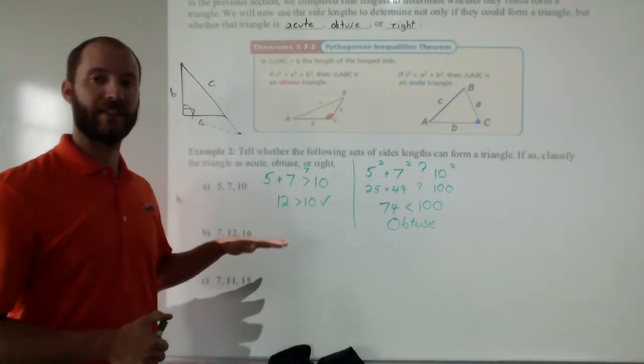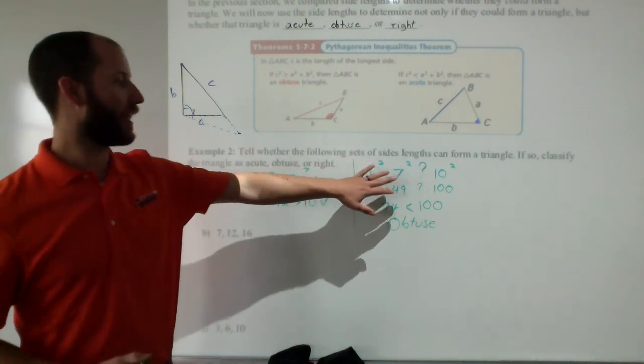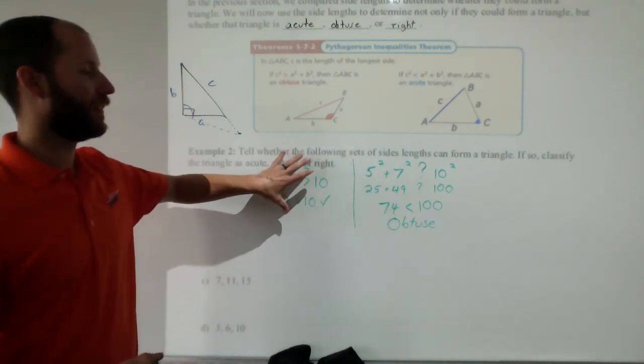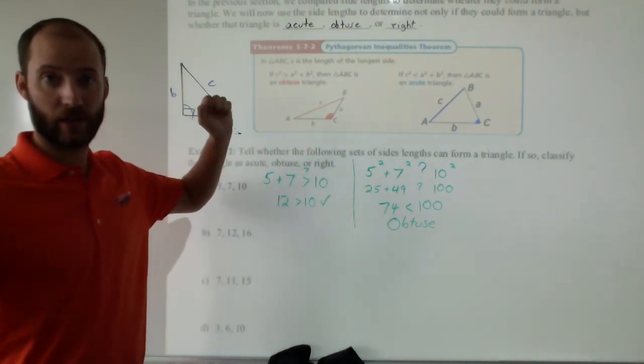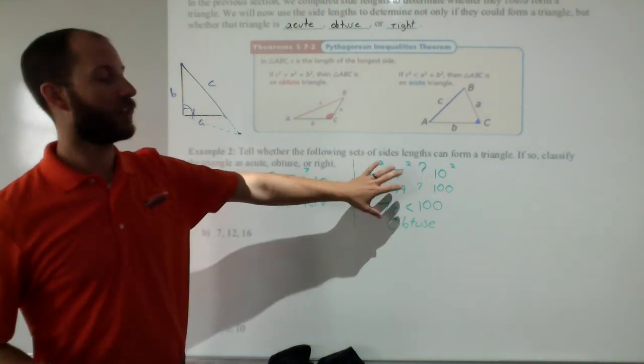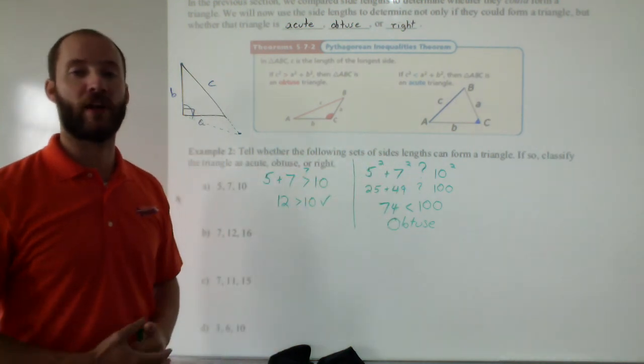So for the remainder of these examples, go through this two-step process. Does it form a triangle? If it doesn't, you're done. Hooray! If it does, go on to this next step. What type of triangle would it form?